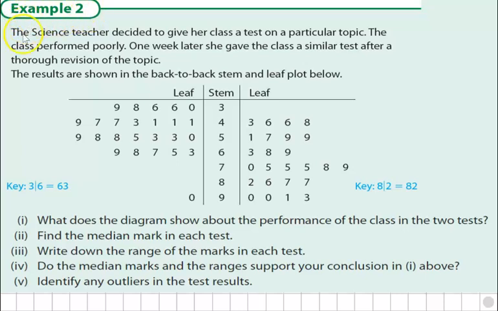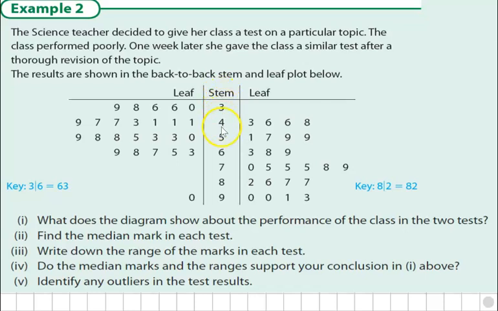Example 2. The science teacher decided to give her class a test on a particular topic. The class performed poorly. 1 week later, she gave the class a similar test after a thorough revision of the topic. The results are shown in the back-to-back stem and leaf plot below.